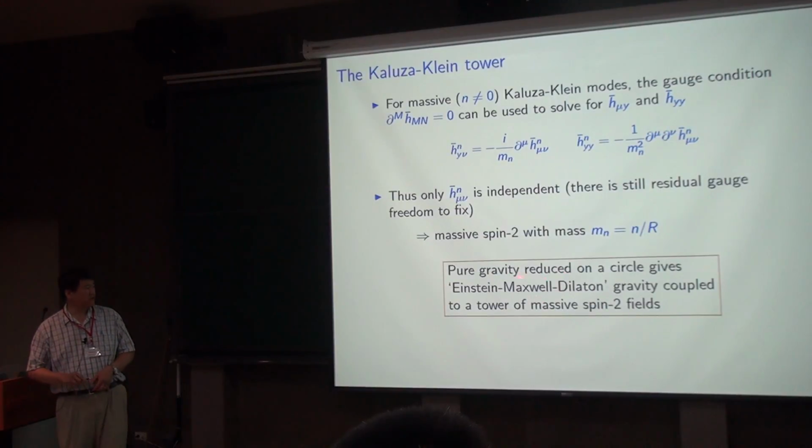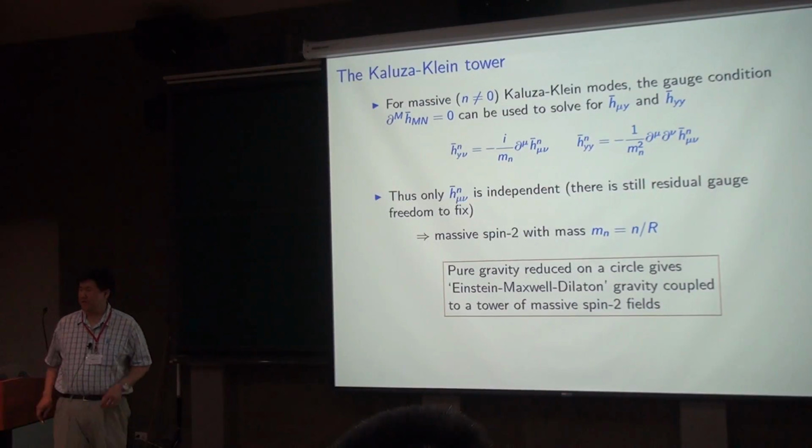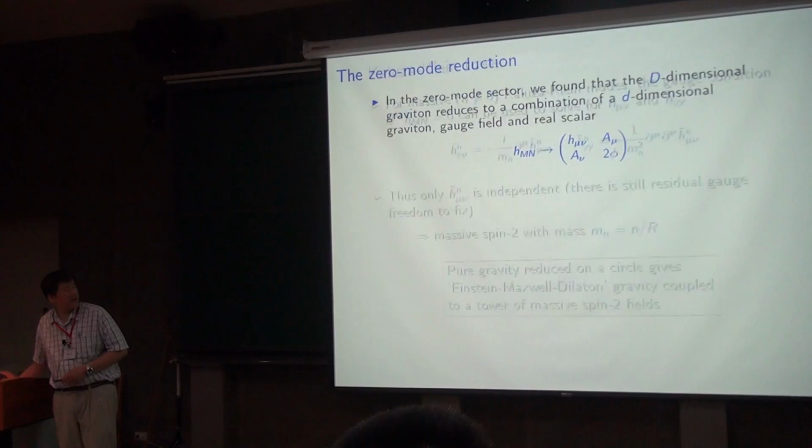Basically, because the Maxwell field will source the dilaton. And so once you have a source for the dilaton, you can't just set the scalar field equal to a constant. Well, let me go back.